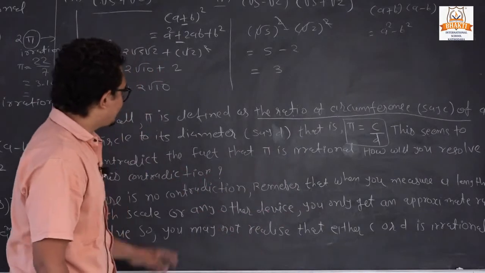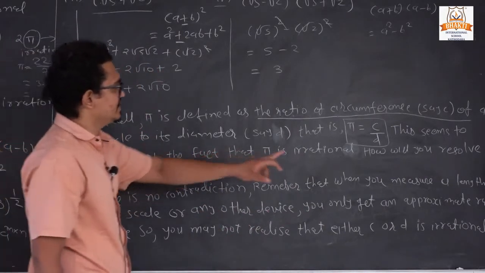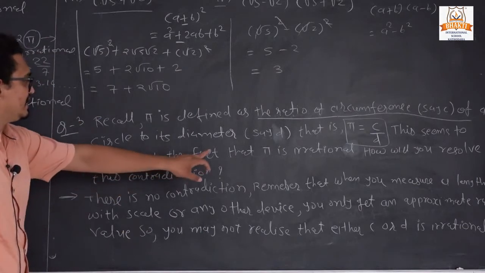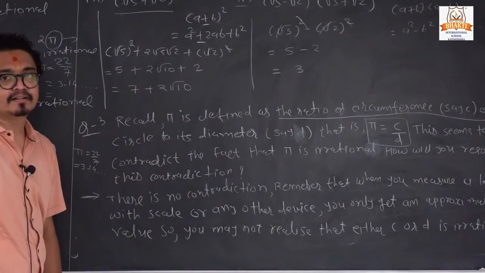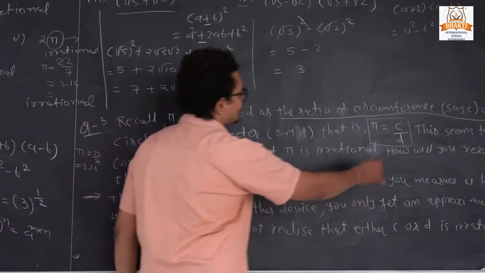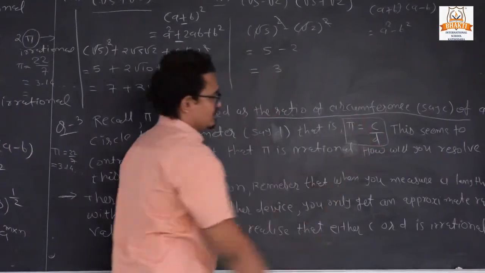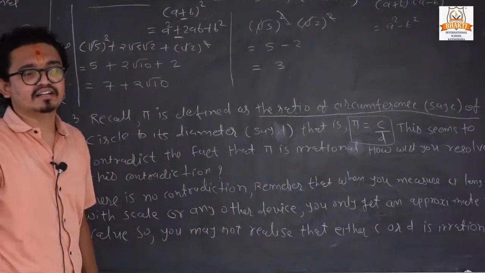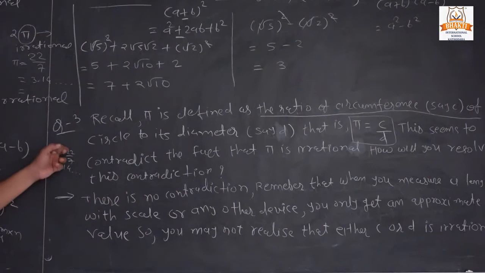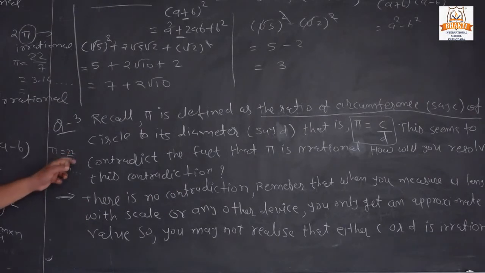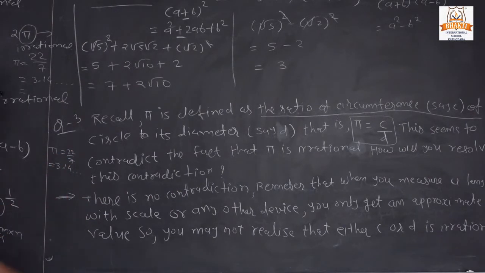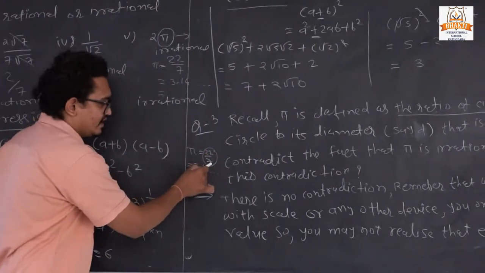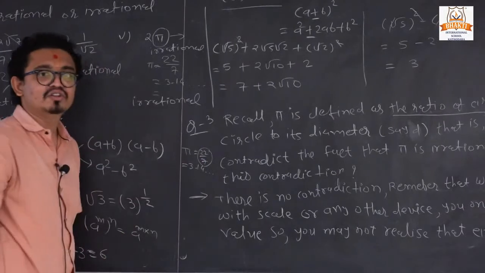So now, after giving the definition, they are asking one question. This seems to contradict the fact that pi is irrational. So here we can see that pi is in the form of p by q. If it is in the form p by q, it is rational. But we know that if we put in the value of pi, it is not in rational form. Here p by q, see, p is equal to 22 and q is equal to 7.